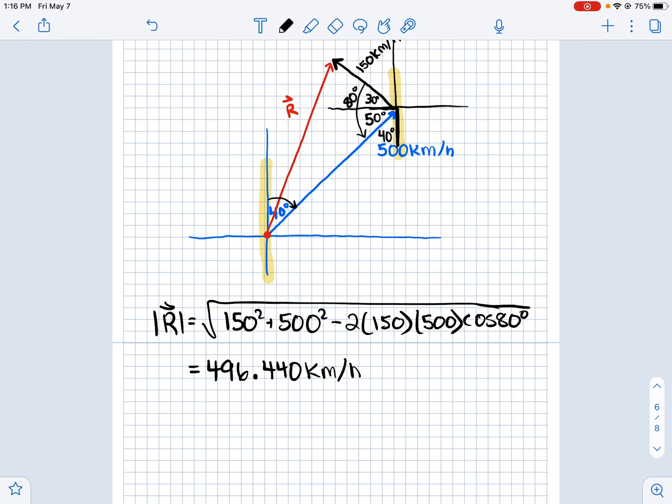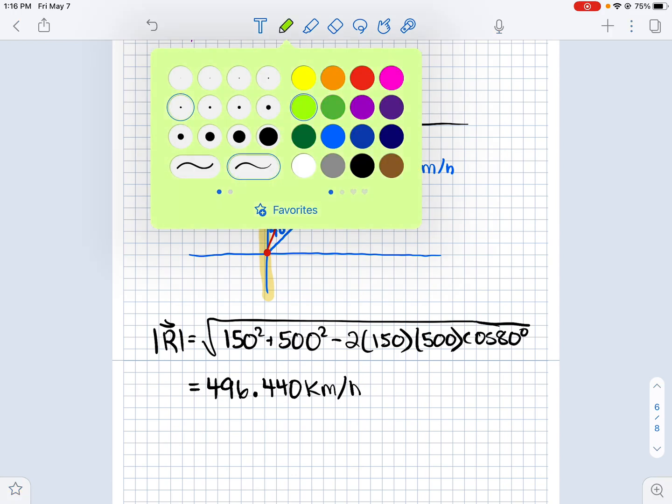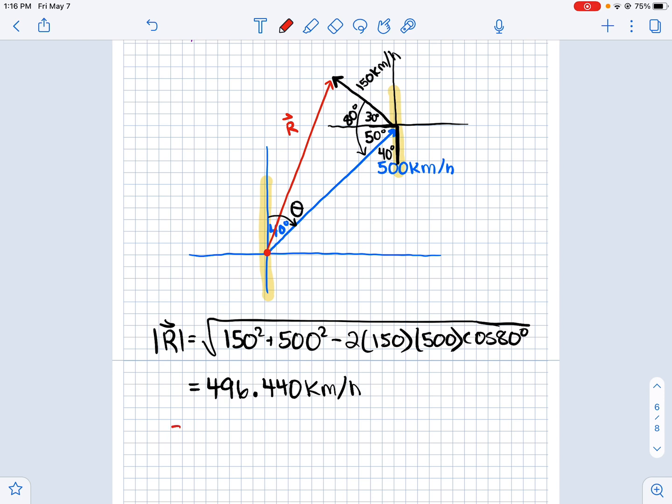And now I need to know the direction. So I need to get this angle or something. So I'll try to get this angle down here using sine law. Ooh, that's probably a bit bright. Let's use red. Okay, so I'm going to do sine theta over 150 equals sine 80 over 496.440.